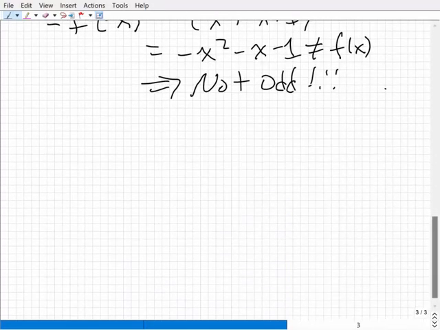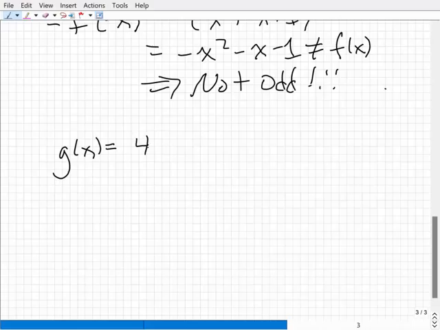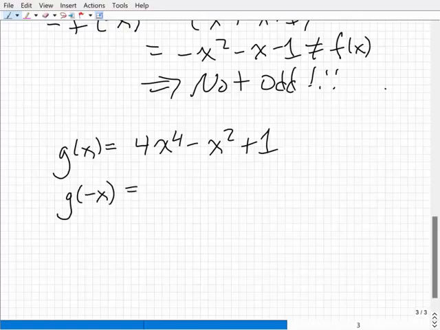Let's look at another example. Let's say g of x equals, I don't know, 4x to the fourth minus x squared plus 1. Is that even or odd? I can tell you right now it's even. I can tell you right now that this is the same as this. Why? Because everywhere I replace an x with a negative x, here all the minus signs would cancel out, here all the minus signs would cancel out, and here there wouldn't be any minus signs. All right? So it is even.